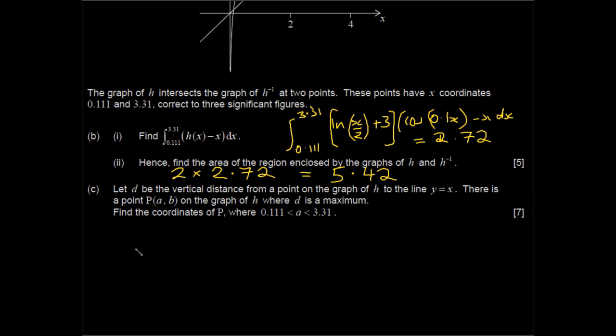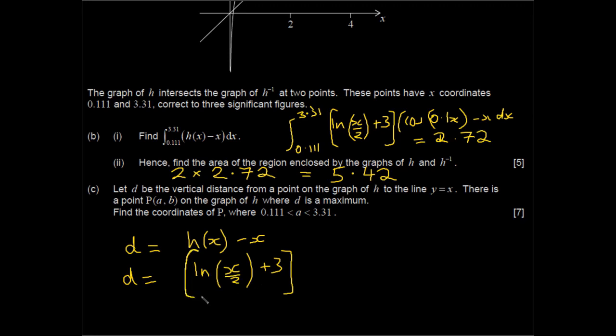So D is going to equal h of x minus x. So if we think what that function was, D is going to equal h of x, which was ln of x over 2 plus 3, multiplied by the cos of 0.1x, and then that's h of x, and then take away x. Now, if we plot this on our graphical calculator, we should then look for where the maximum value of that is, and that should give us the maximum value of x. So we can stick that in.